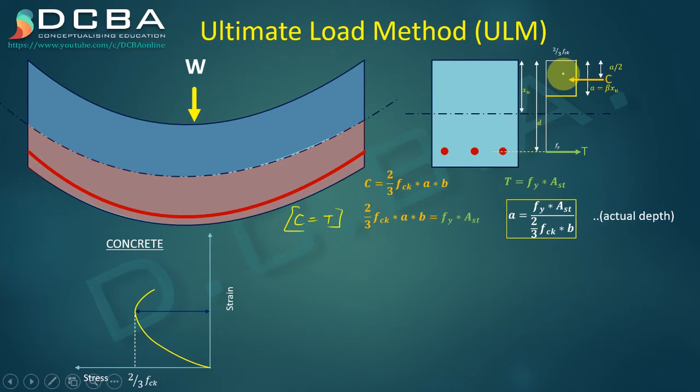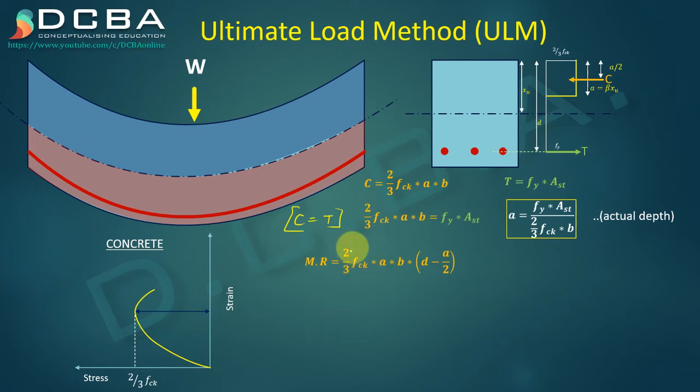And if you want to find the actual neutral axis depth, XU, then you just have to equate this: beta XU will give you Fy AST upon 2 by 3 FCK B. So knowing the value of beta, dividing by beta, this will give you your actual neutral axis depth. Alright.